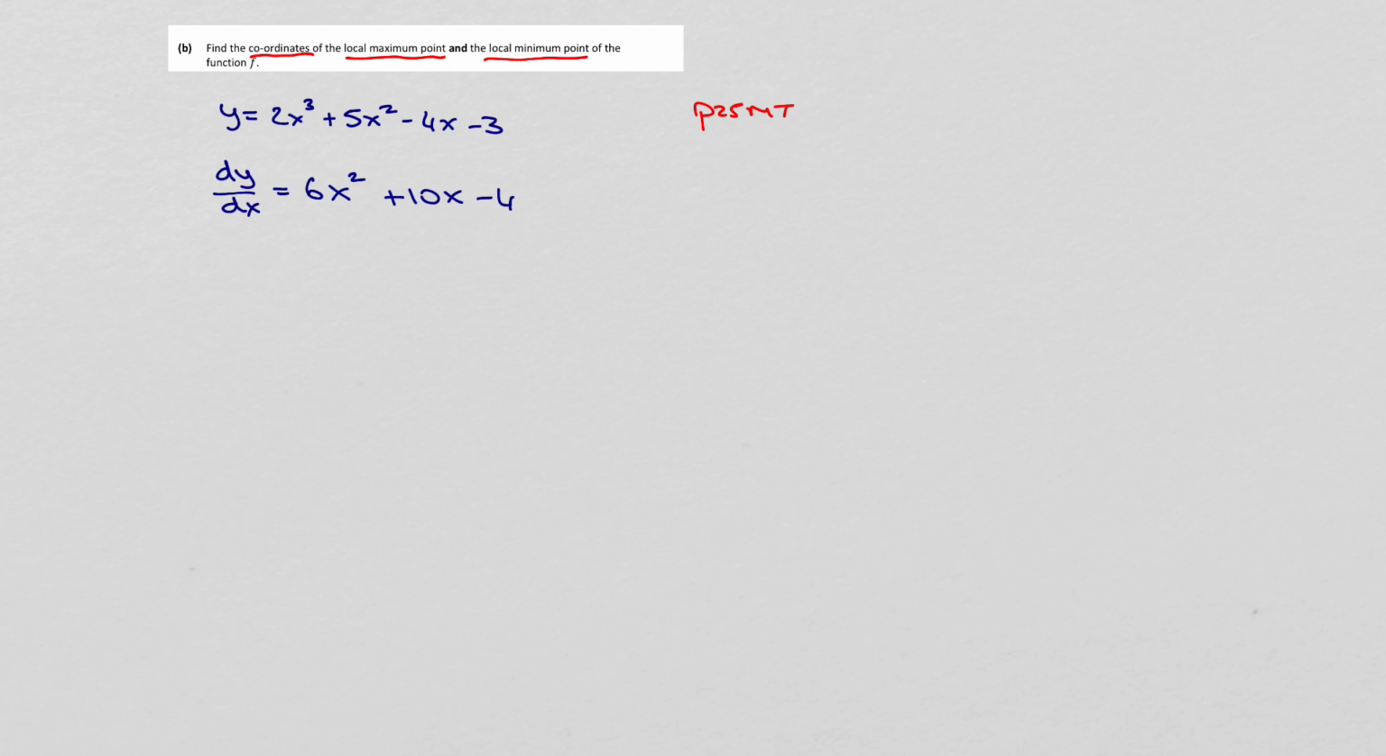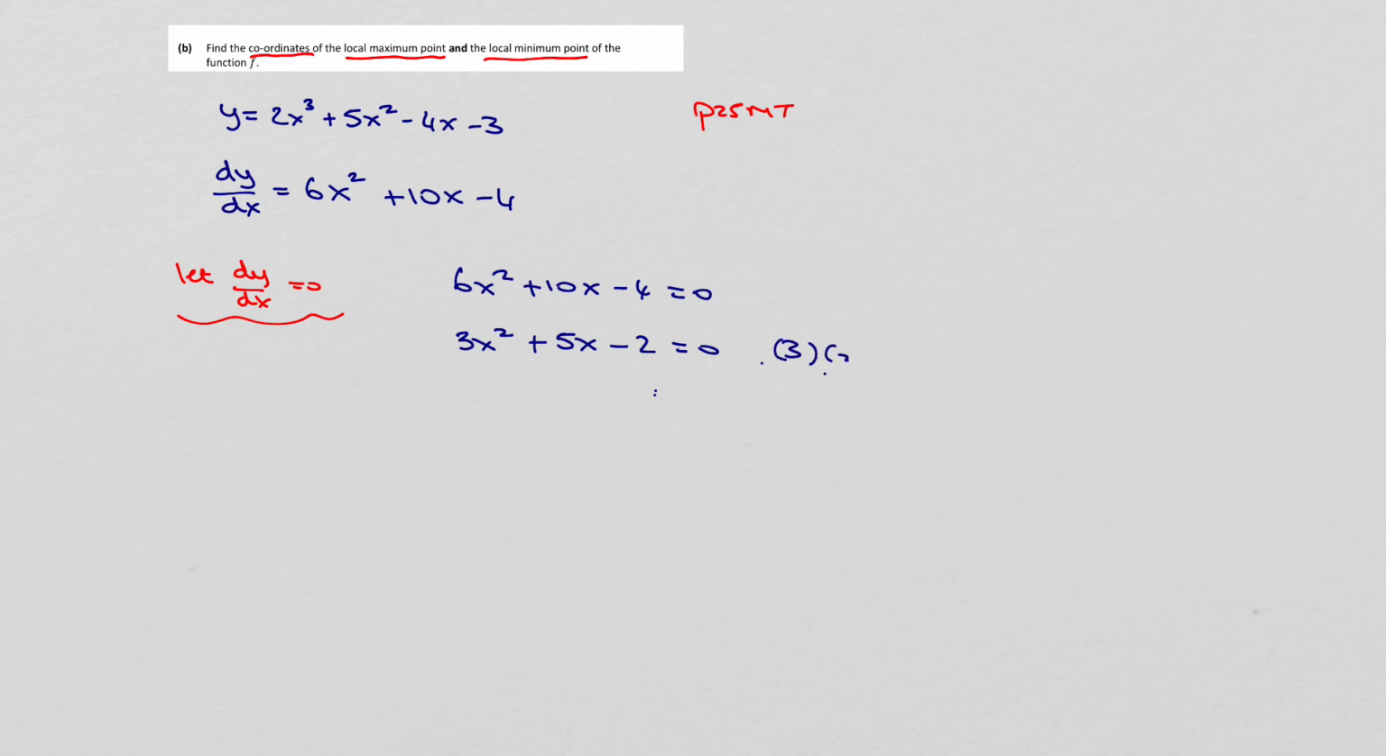So to find our max and min, we're going to let dy/dx equal 0, and we're going to solve. So we have 6x squared plus 10x minus 4 is equal to 0. I can only simplify after I have let that equal to 0. If it's not equal to 0, you cannot simplify your dy/dx, okay? So I'm going to divide across by 2 here, which is 3x squared plus 5x minus 2 equals 0.